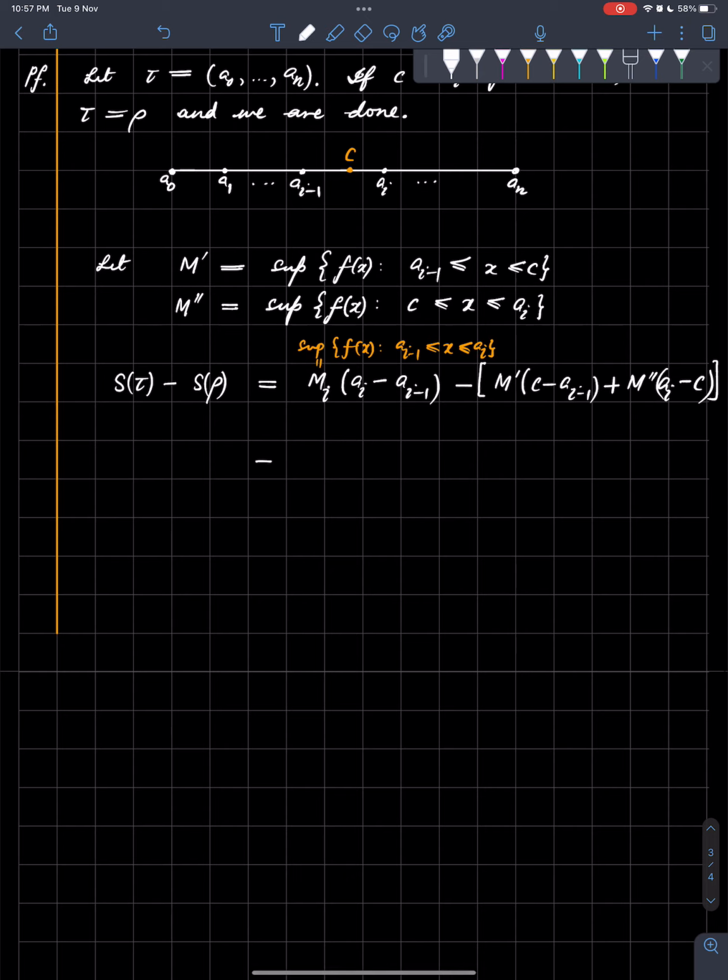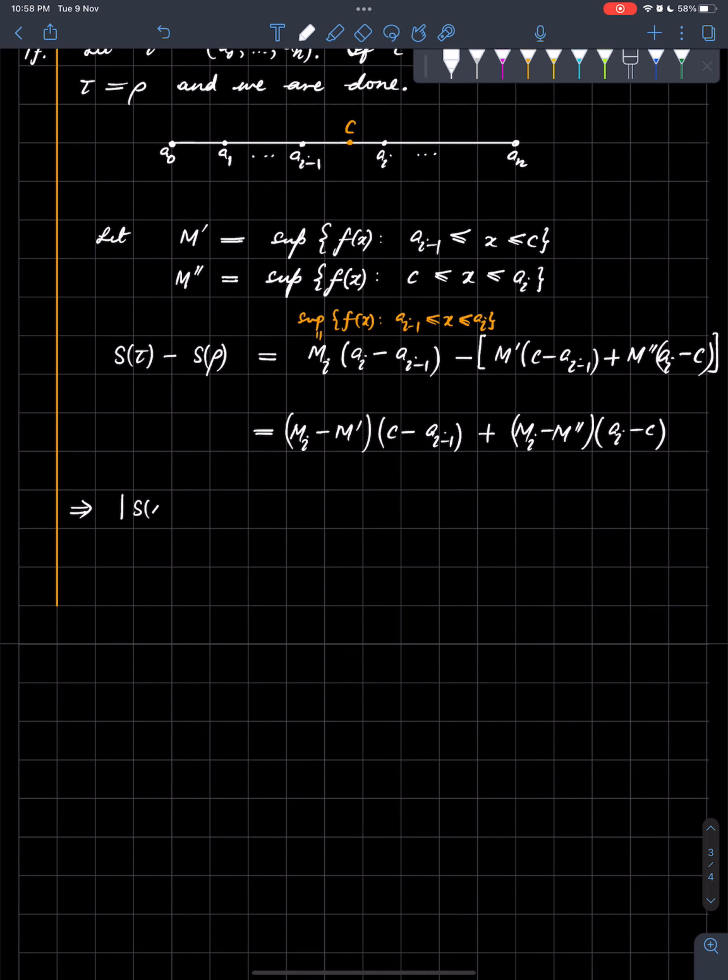So what is this? So this gives us (mi minus m prime) times (c minus ai minus 1) plus (mi minus m double prime) times (ai minus c). What did we do? We just wrote this as c minus ai minus 1 plus ai minus c. So if you do that and do the algebra, you'll get that.